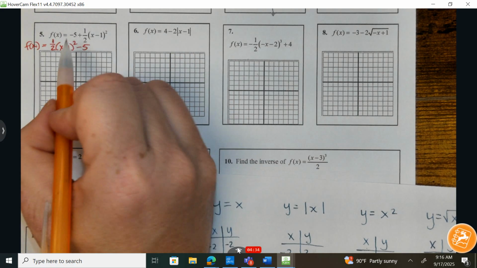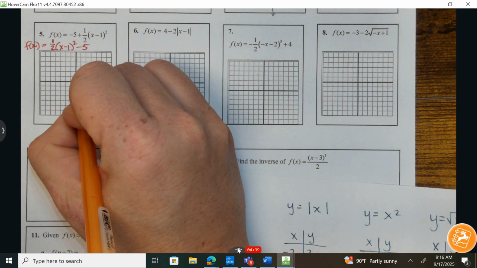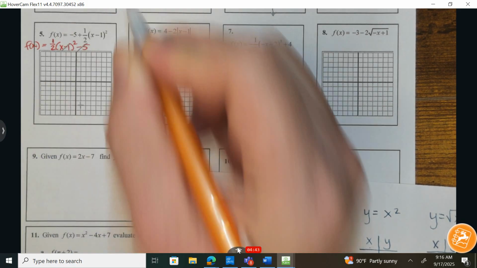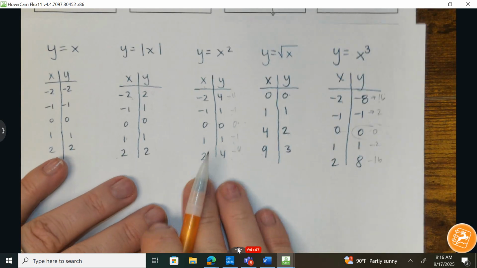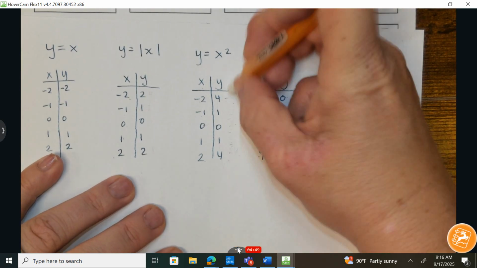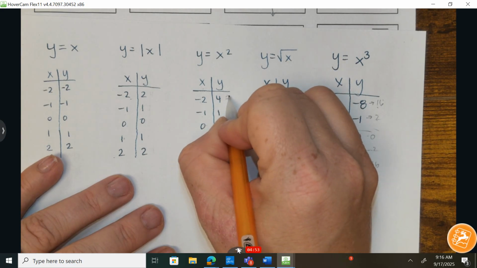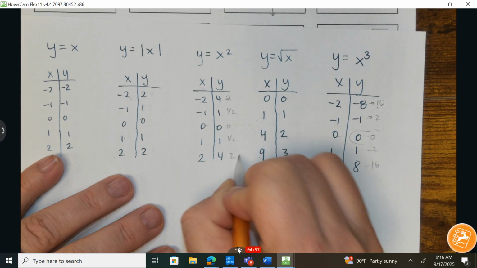So when I'm looking at the vertex, I'm going to shift right 1 and down 5. I've taken care of horizontal and vertical shifts. The value up front will be multiplied by the y's. So here's my quadratic, multiplying 1/2 times 4. So that means half of 4 is 2, half of 1 is 1/2, half of 1 is 1/2, and half of 4 is 2.